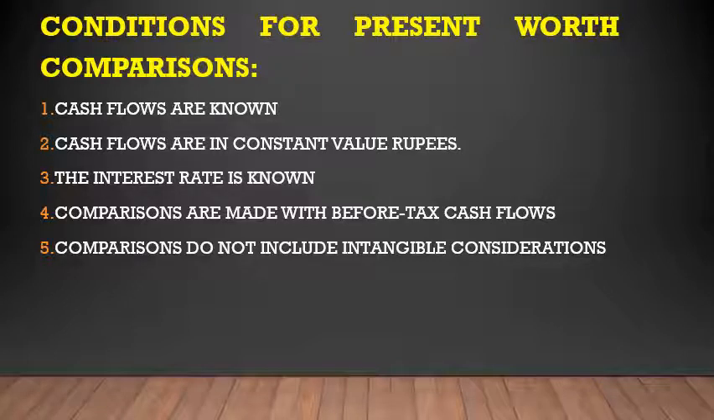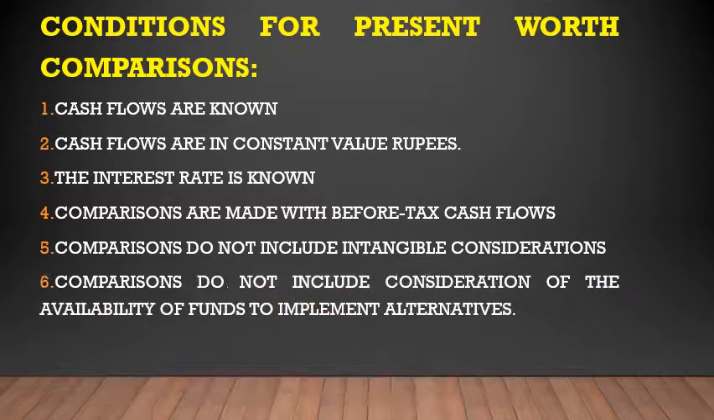Fifth assumption or the fifth condition is comparisons do not include intangible considerations. This is a very important factor or assumption. For example, some of the alternatives, even though they yield lesser, when it comes to other factors such as attraction, satisfaction, these factors are immeasurable, intangible. So I am not supposed to include such intangible factors while comparing two alternatives. That is the fifth assumption.